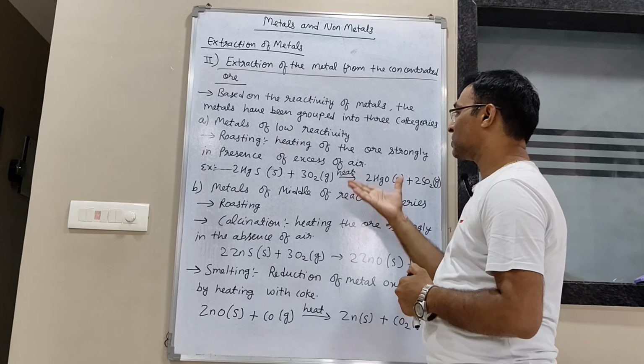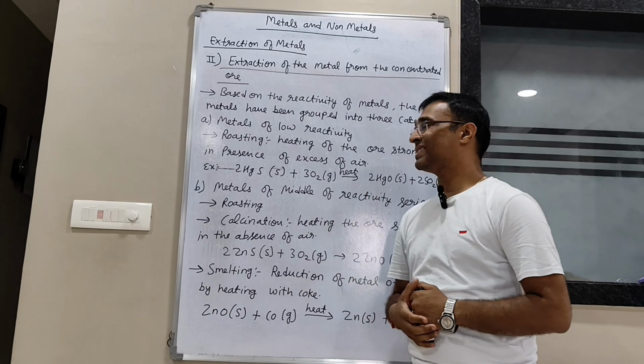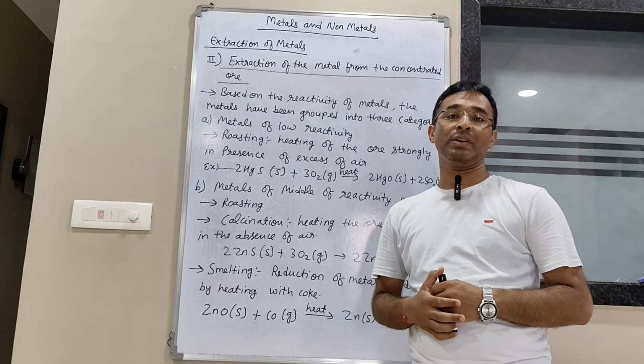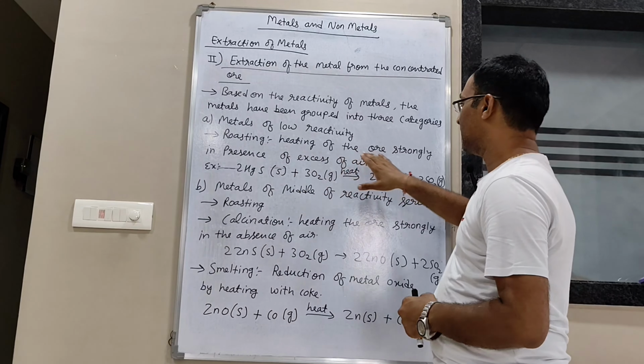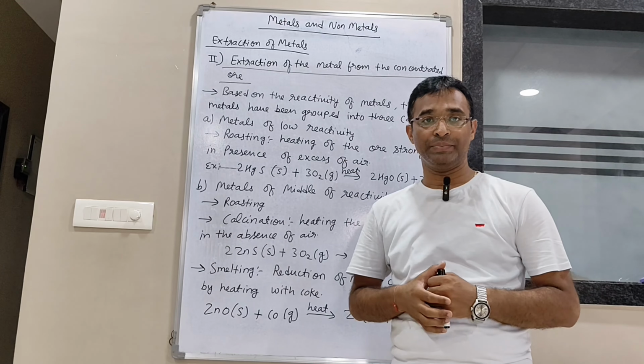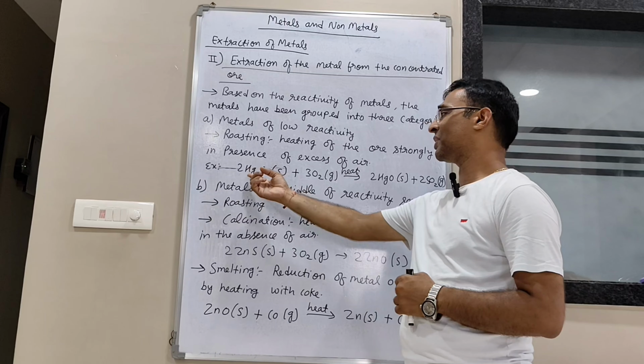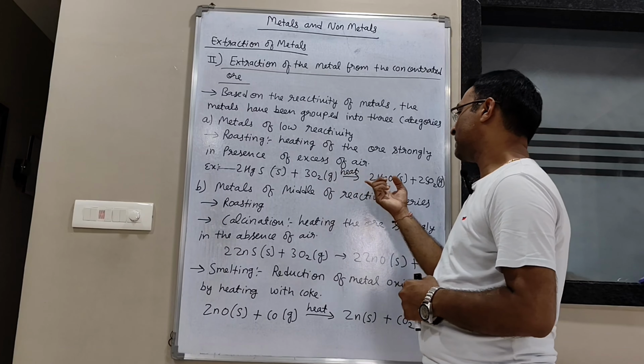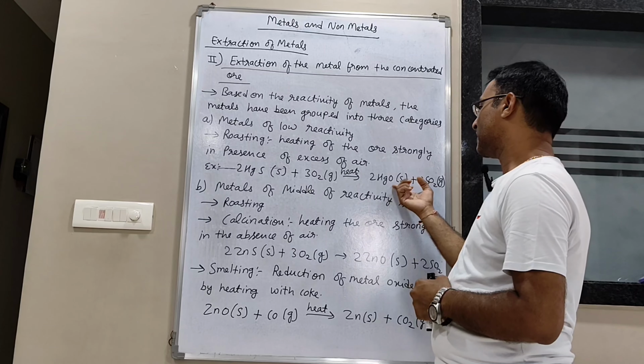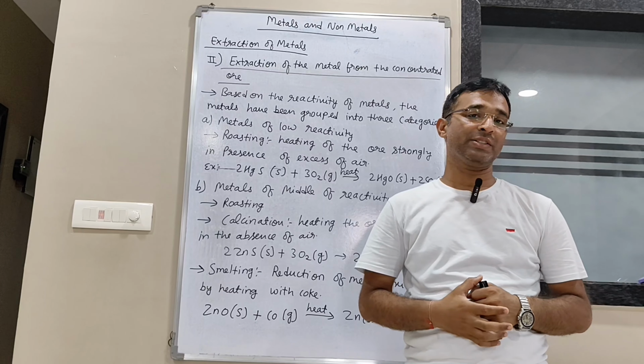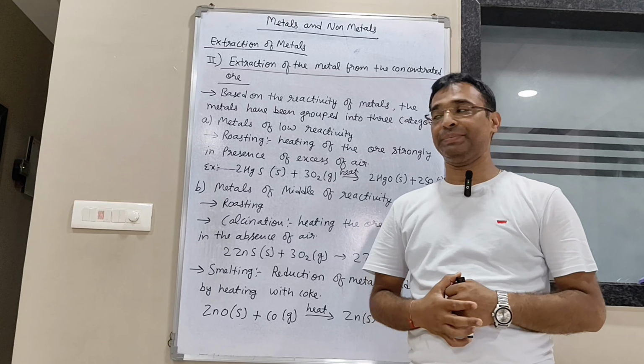What is this process? Heating of the ore strongly in presence of excess of air. Now here the important term is in the presence of excess of air. Example, mercury sulfide reacts with oxygen when we heat it to form mercuric oxide, and sulfur dioxide gas is produced as a byproduct.